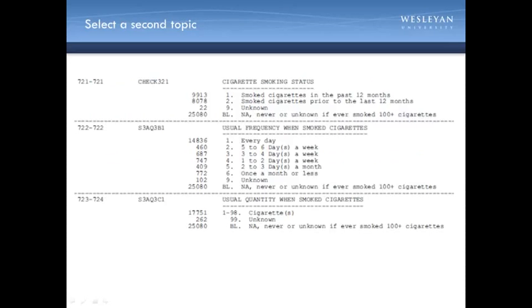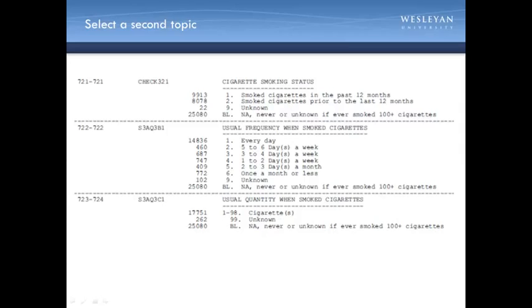I decide that I am most interested in exploring the association between level of smoking and nicotine dependence. I believe that they are positively associated. That is, the more an individual smokes, the more likely they are to be nicotine dependent. And I'm also wondering how much a person needs to smoke to be nicotine dependent. So identify the variables that measure this second topic in the NESARC data. These include cigarette smoking status, usual frequency, and usual quantity.